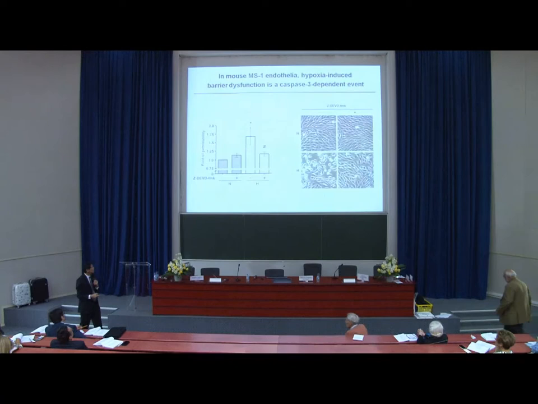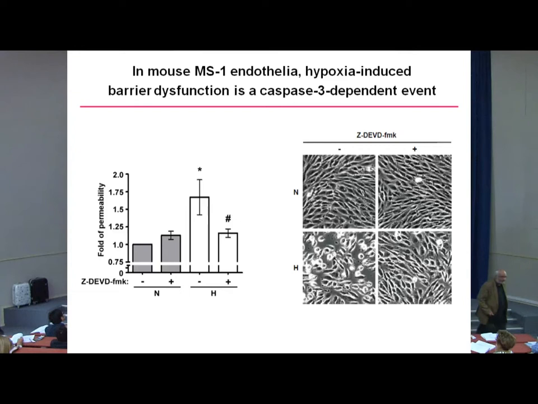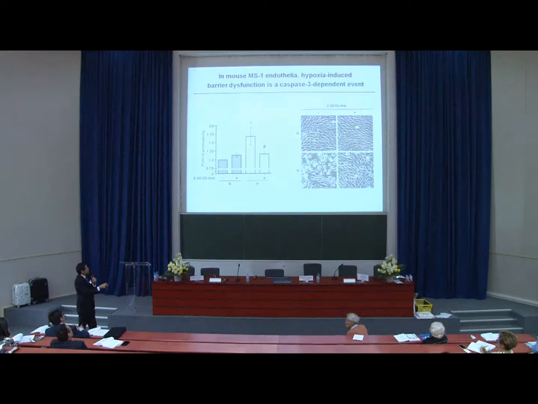Now, several years ago, we identified that the activation of caspase 3, which is a cysteine-mediated enzyme, seemed to play a key role in the development of hypoxia-induced endothelial barrier dysfunction. As illustrated in this data, we used the MS1 endothelial cells, which are isolated from mouse. You can see that in response to hypoxia, the permeability is increased dramatically. When we add the caspase 3 inhibitor, DEVD here, the permeability goes back to the normal level. If you look at the cell morphology, you can see pretty much the same thing. In response to hypoxia, the barrier is pretty much disrupted. And in the presence of the caspase 3 inhibitor, the morphology looks pretty normal.